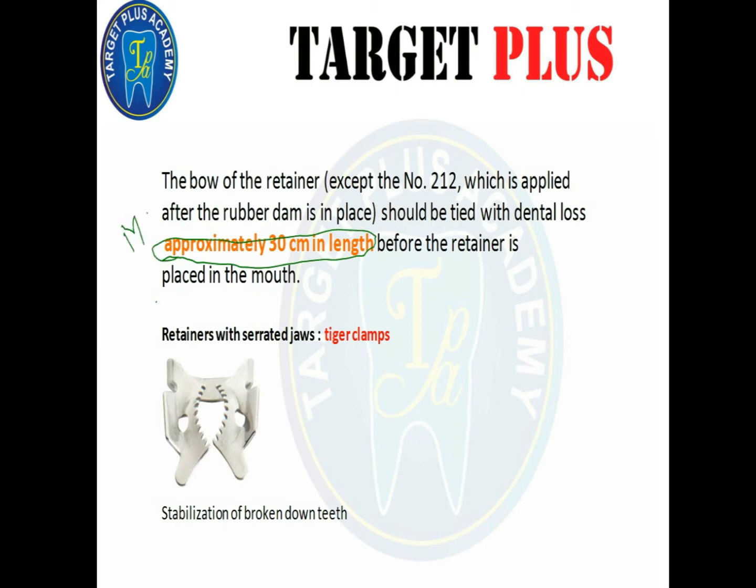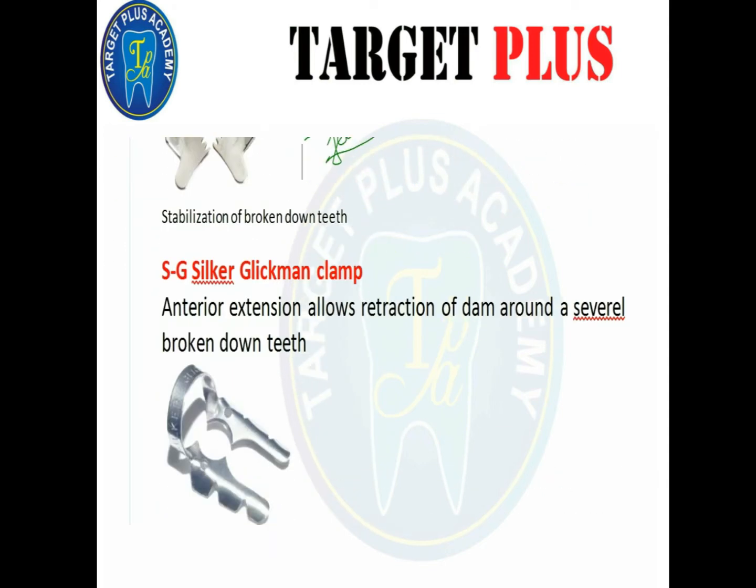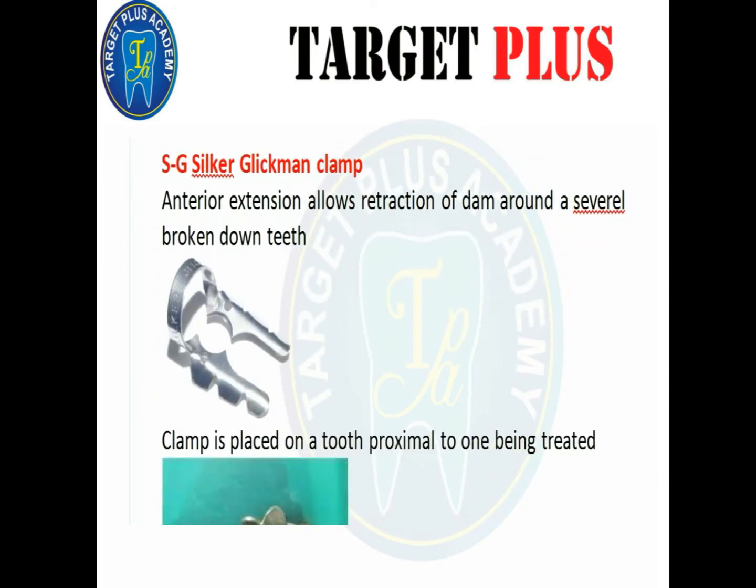Now other MCQ that can be asked is retainers with serrated jaws. Is it tiger clamps? Yes. So the stabilization of broken down teeth can be done by these retainers with serrated jaw. One of them is tiger's clamp. Now this is SG Silker Glickman clamp. So it has an anterior extension that allows the retraction of dam around several broken down teeth. So this is the anterior extension.